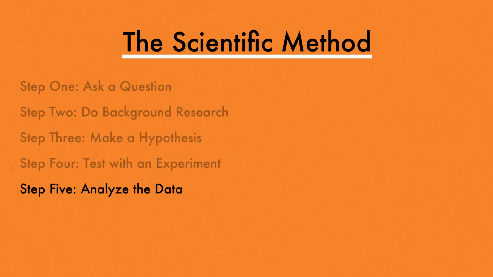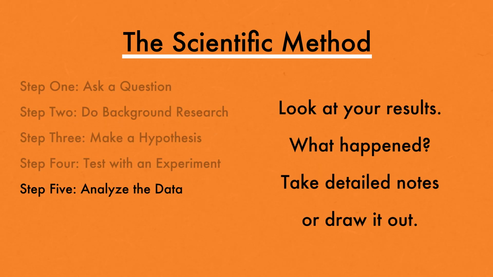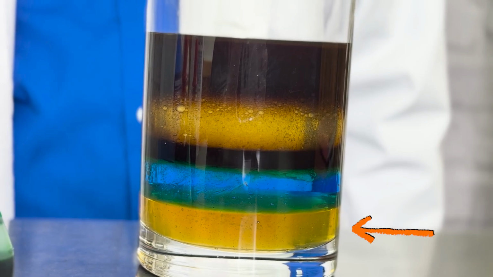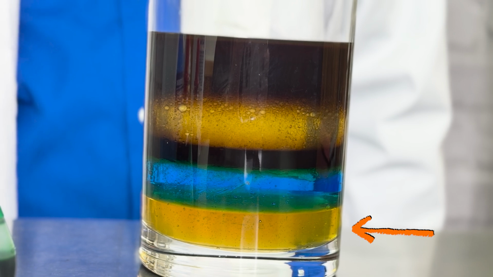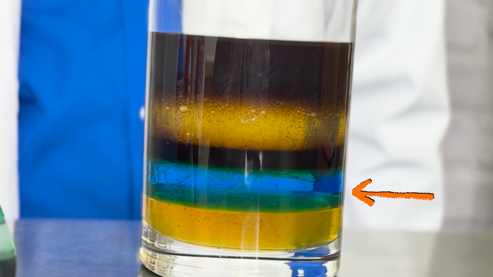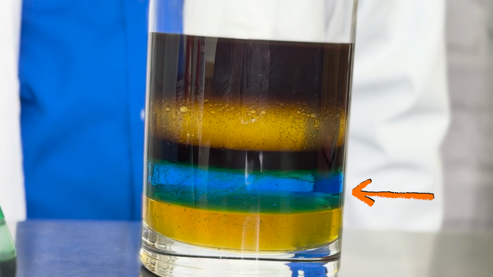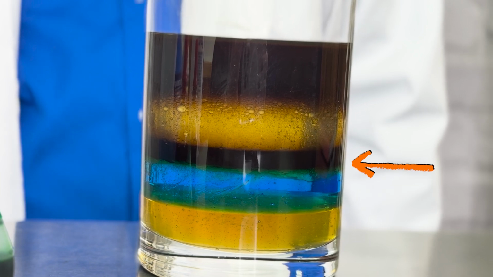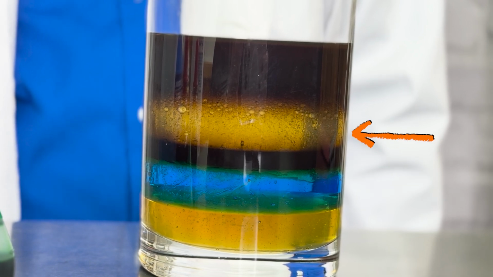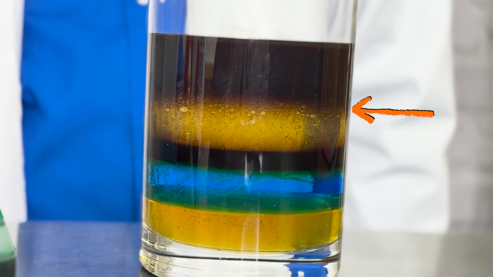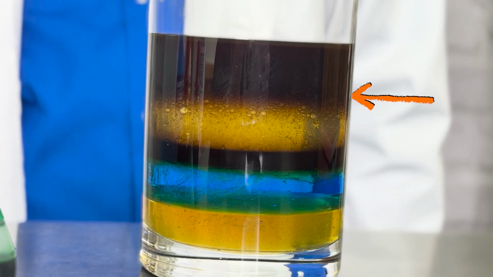Analyzing our data means carefully looking at what happened during our experiment, and then comparing it to our hypothesis. For this, we turn directly to our density column. We can see that the honey is in fact our thickest and most dense liquid. Above the honey is our dish soap layer, the blue, and above that, our green water. Then we have our canola oil, this yellow color, and very topmost is our rubbing alcohol, which means our hypothesis was slightly incorrect, because rubbing alcohol is lighter and less dense than any of the other liquids.